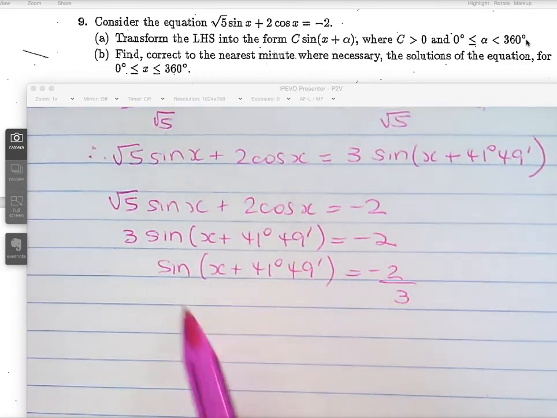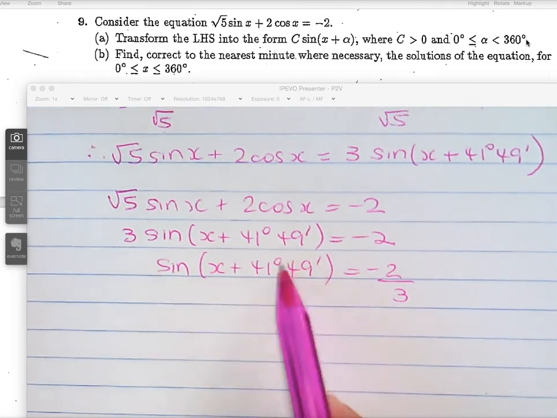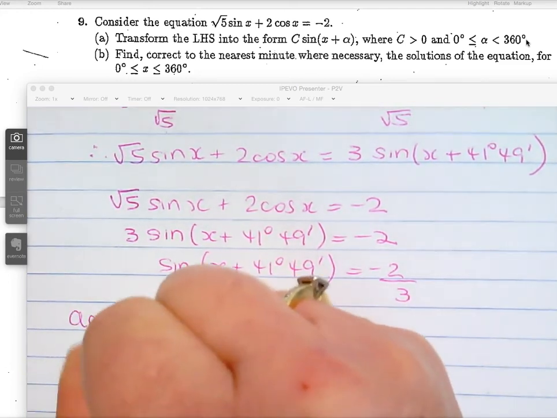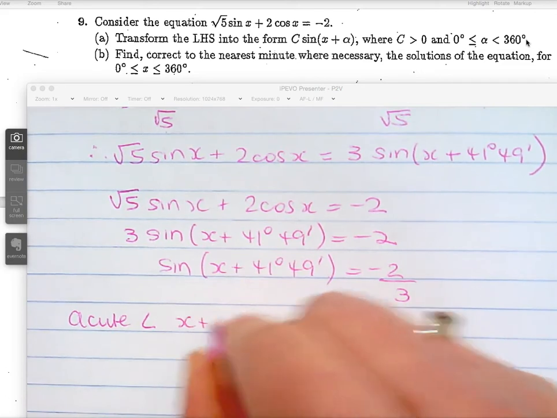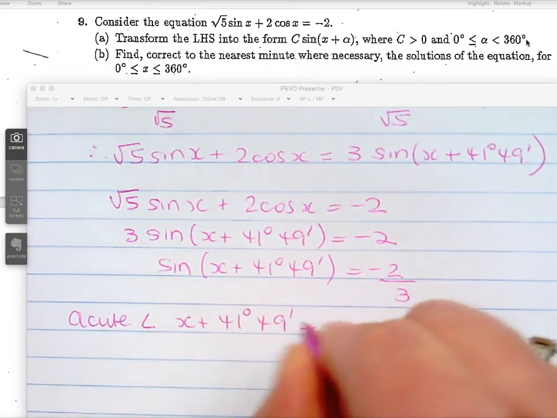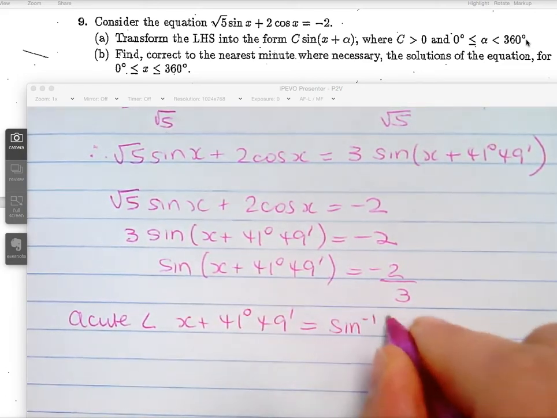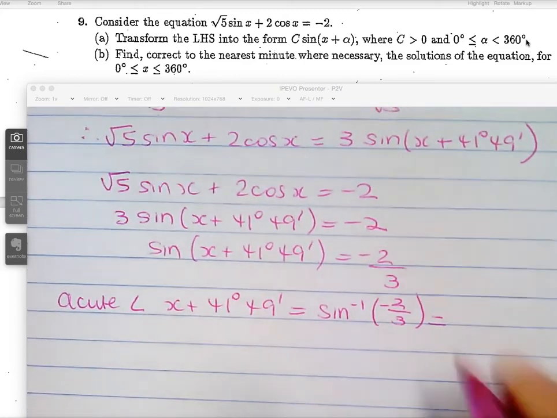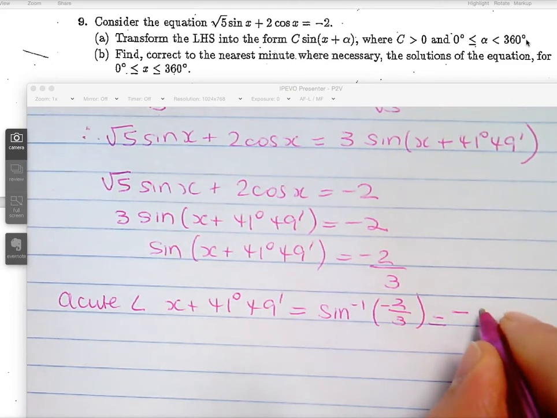So we've got sine of, pretend that's just one angle, don't let it freak you out. You put the negative, shift sine, negative 2/3. So we're going to go the acute angle, x plus 41 degrees, 49 minutes, will be sine to the minus 1 of the negative 2/3, which is negative 41 degrees, 49 minutes.